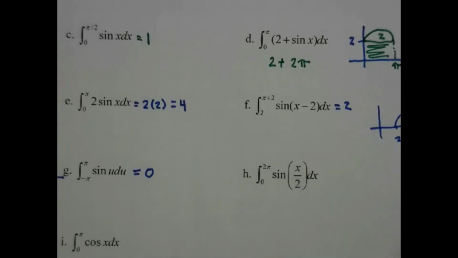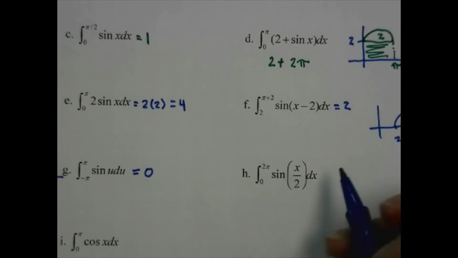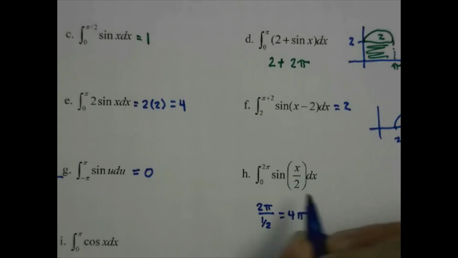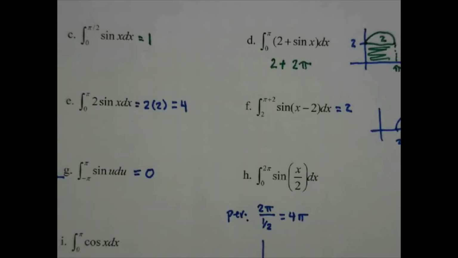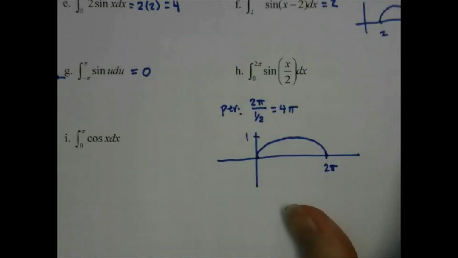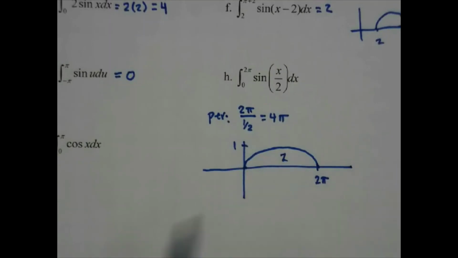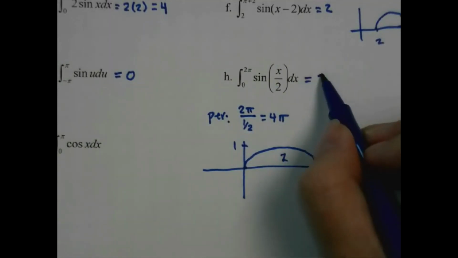Okay, this one, sine of x over 2. So you have to think back to pre-calc. The period of this is going to be 2 pi divided by 1/2, which is 4 pi. So rather than it doing one of these cycles from 0 to pi, it's going to go from 0 to 2 pi. So it just stretches it. So this is actually still going to be 2.